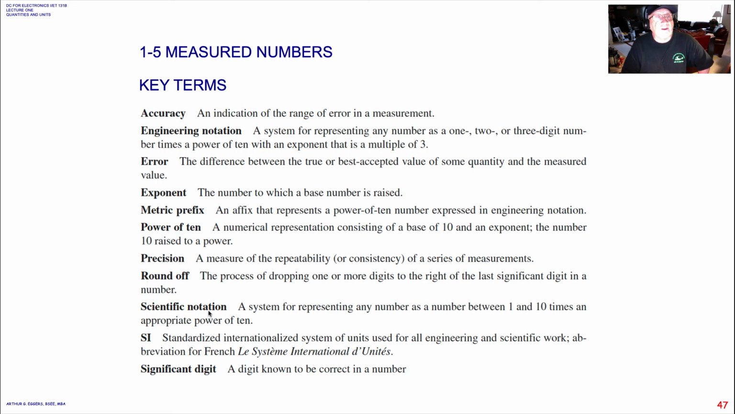Looking at scientific notation and knowing that engineering notation is a subset of scientific notation. What is a standardized SI unit? And what are the significant digits? So that wraps up chapter 1 of your text, where we deal with quantities and units. So in the next installment, we will look at how we deal with voltage, current, and resistance in chapter 2.